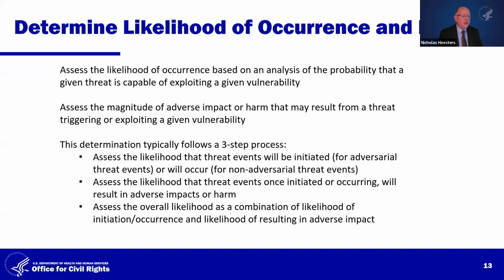And this is typically a three-step process if we're going to follow the SP 800-30 methodology, whereby we assess the likelihood that threat events will be initiated for adversarial events, or that they may occur for non-adversarial, assess the likelihood that once threat events are initiated, there will be an adverse impact or harm, and then assess the overall likelihood as a combination of likelihood of occurrence and the likelihood of resulting adverse impact.